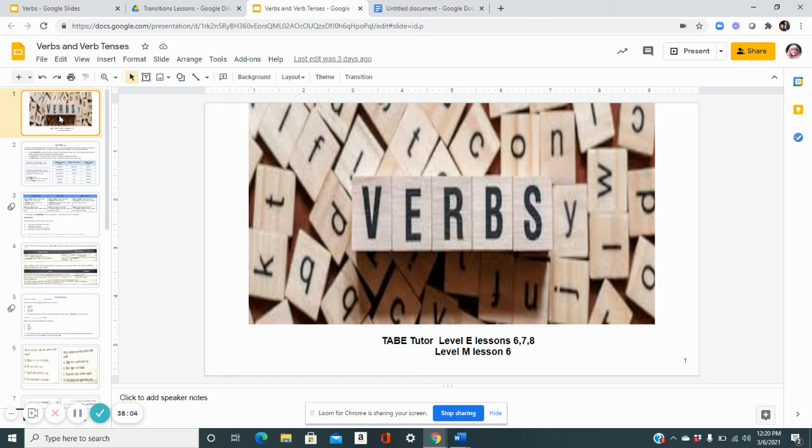Verbs are really important. They're one of the parts of speech. Every single sentence in the English language has a verb in it, at least one verb. So it is important to become familiar with verbs and verb tenses.